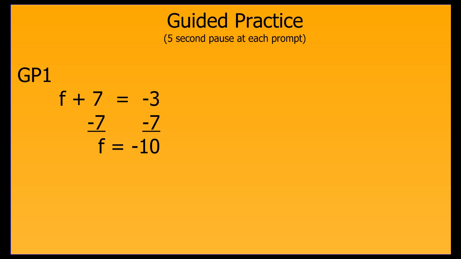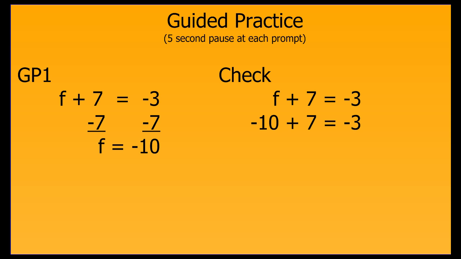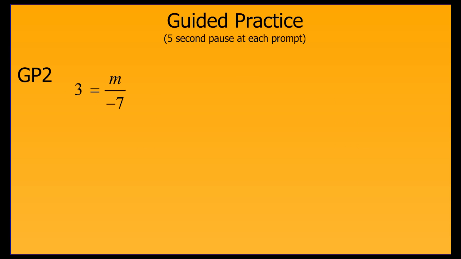Are we finished? No, we should check our answer. How do we check our answer? We start by rewriting the equation. Then what? We substitute in our answer, in this case -10 for f, and simplify. Let's go through that process again.